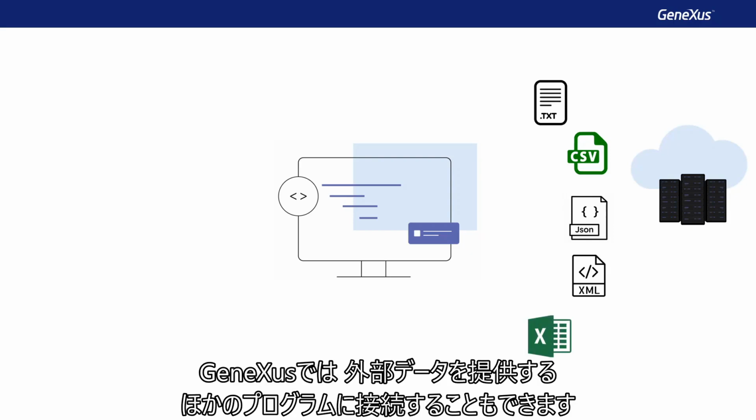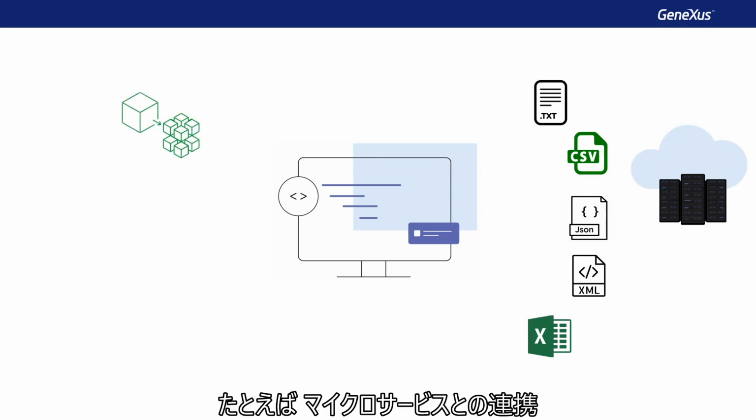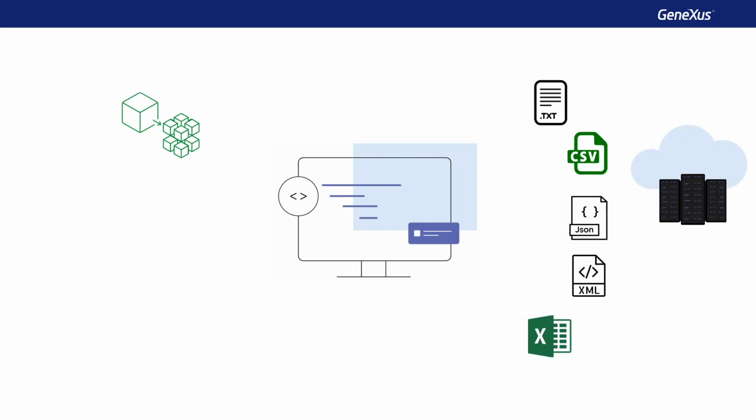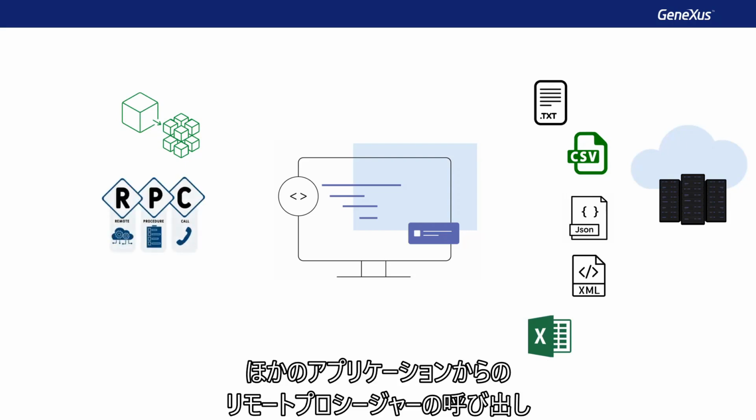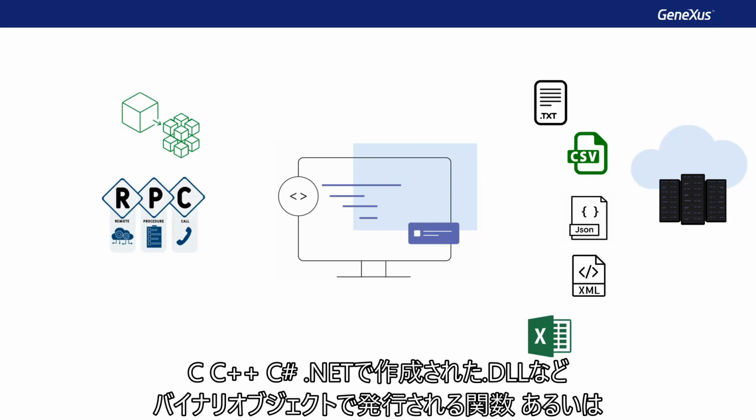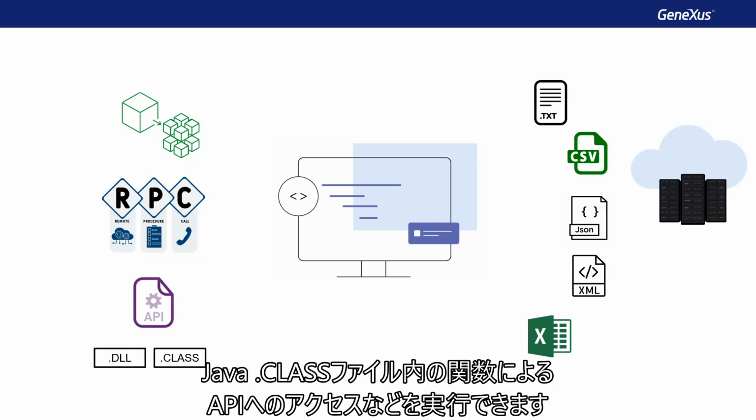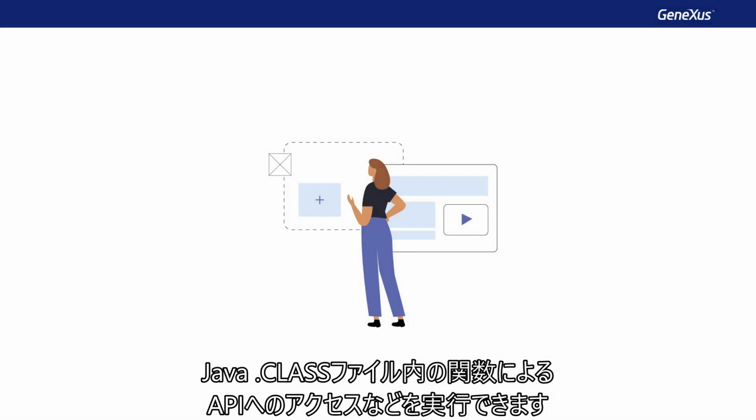GeneXus also allows us to connect to other programs that provide us with external data, such as interacting with microservices, invoking remote procedures from other applications, or accessing APIs with functions published in binary objects, such as DLLs created in C, C++, C#, or .NET, or functions within a java.class file.